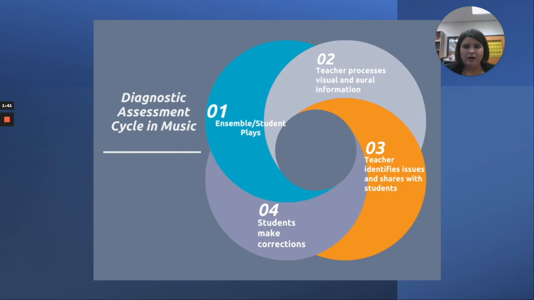So this is a model I wrote out for diagnostic assessment. This can also be used for formative assessment, but this is a great way that you could do a quick diagnostic assessment. Either an individual student or the group plays. You're going to process that information either orally and or visually. You're going to identify the issues, which most of us can hear right away, and share with the students what the problems are, and then they'll make that correction, and then we do it again.